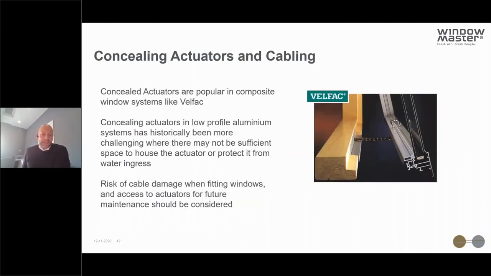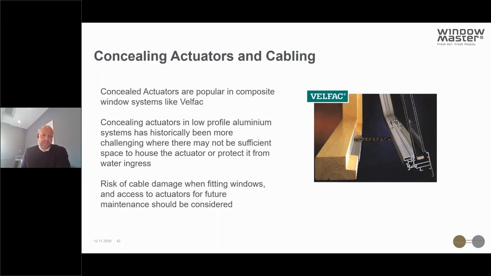Concealing actuators and cabling. There's certainly an appetite for hiding actuators on a lot of projects, and there's some really nice solutions that have been around for some time on composite systems like the Velfac arrangement that you can see there. Concealing actuators in aluminium profiles has historically been a bit more challenging, mainly because we want a nice low profile window system, but equally there's not much space to be able to fit an actuator into it. That has changed more recently with newer actuators that have come onto the market that we've launched more recently.